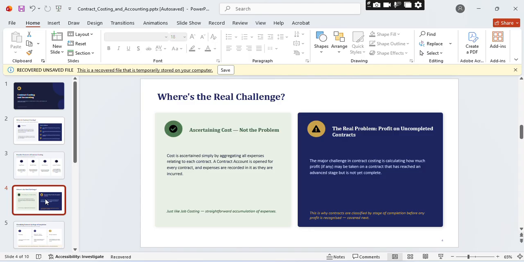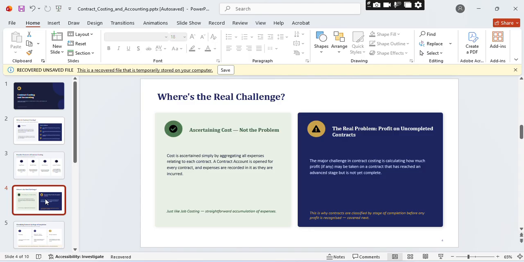This ascertaining cost is not the real problem, okay, but the real problem is profit on uncompleted contracts, okay. The major challenge in contract costing is calculating how much profit, if any, may be taken on a contract that has reached an advanced stage but is not yet complete. This is why contracts are classified by stage of completion before any profit is recognized.